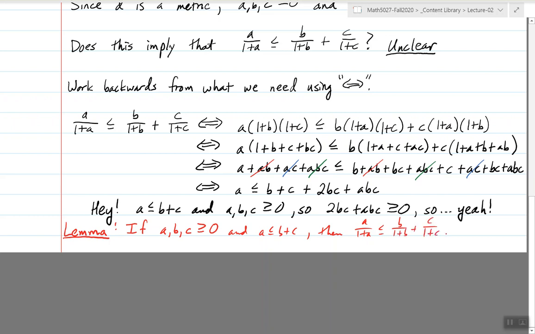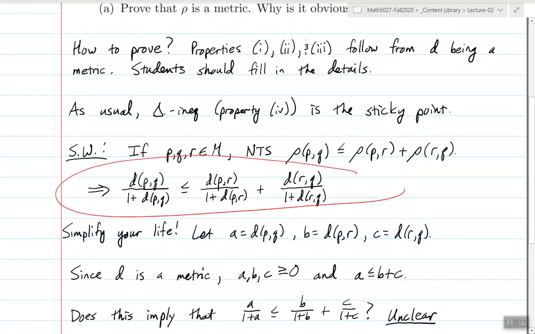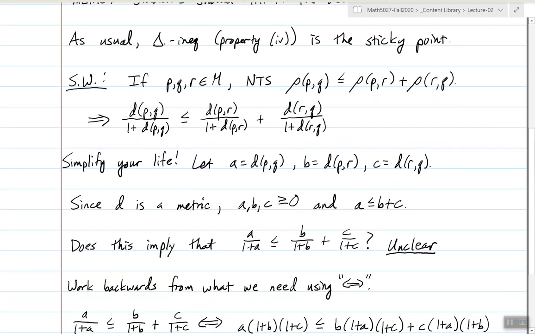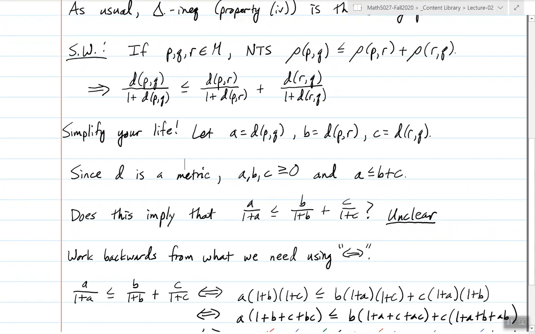Prove that lemma by basically working this backwards, heading in that direction I just drew with that arrow. Prove that lemma first, and then hopefully you see that you can then use that lemma to prove the triangle inequality by just making this notational substitution and saying, hey, follows from the lemma. Like I said, triangle inequality is where all the work is, and sometimes you might want to offload that work to a lemma. And you might figure out that lemma by doing some scratch work. So that's what I want to say about this page of the lecture notes.